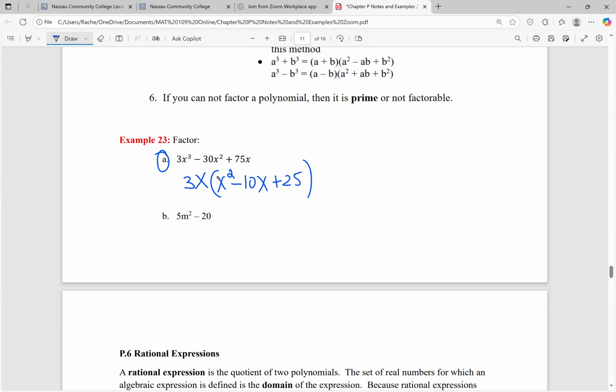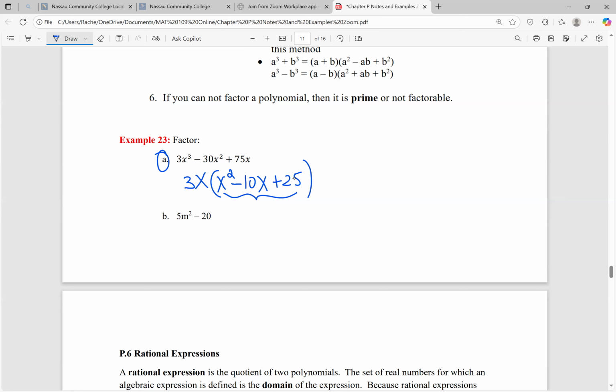And I'm thinking, I have a trinomial here, right? In the form x squared plus bx plus c. Can that be factored even further? If it could, then there would have to be 2 numbers that multiply to 25 that add up to negative 10. And I'm thinking a negative 5 times a negative 5, right? Negative 5 times negative 5 is positive 25, and negative 5 plus negative 5 is negative 10. So I can factor that further.